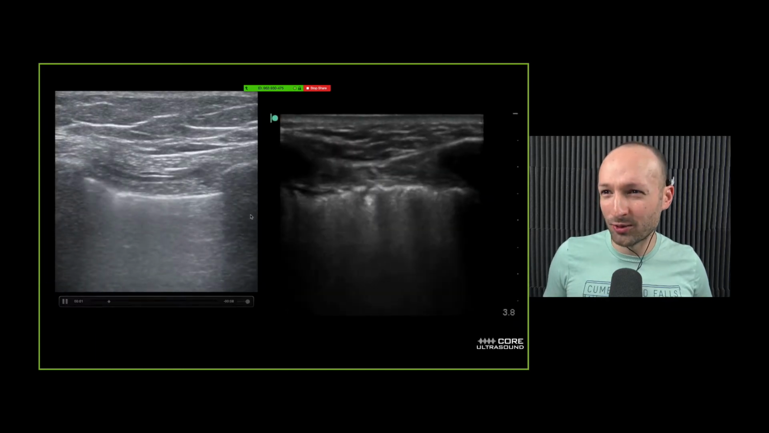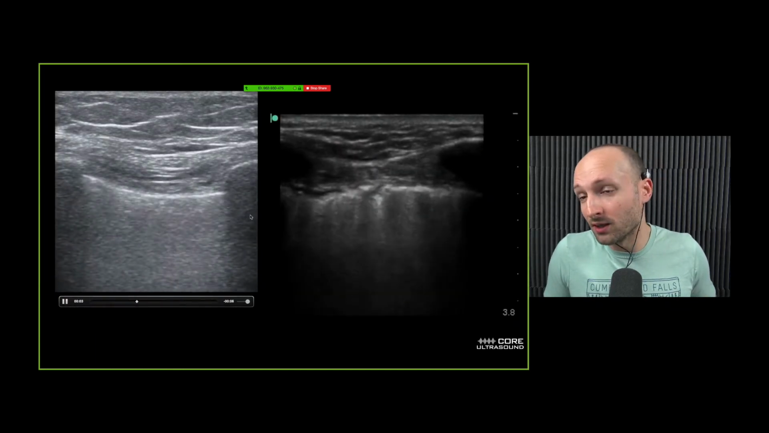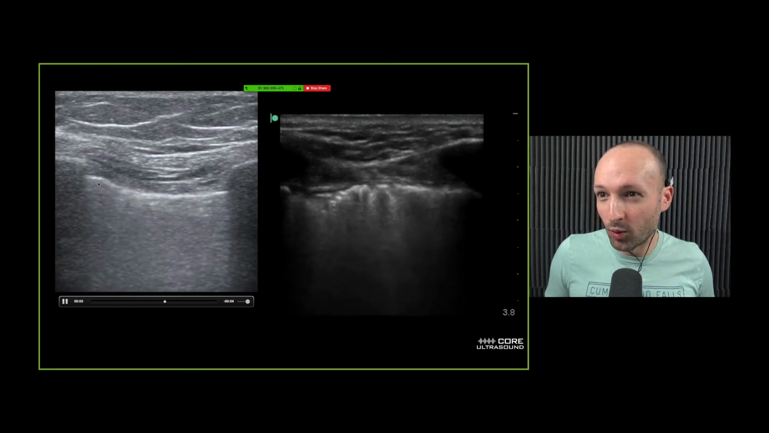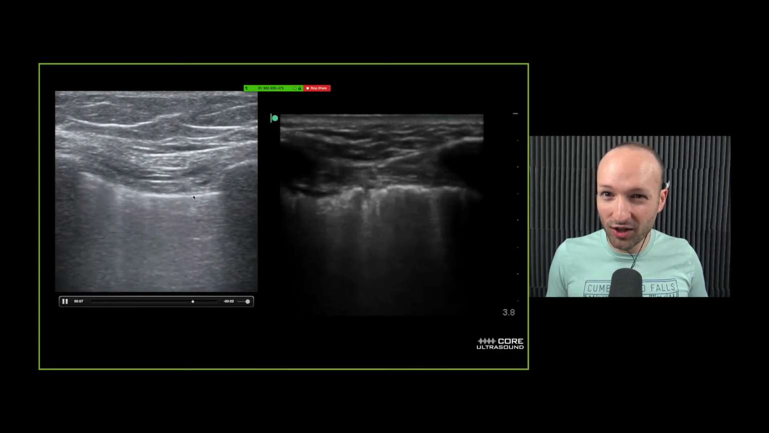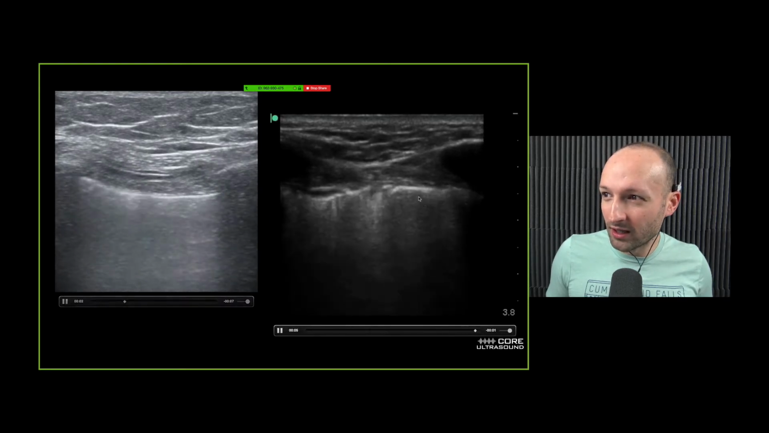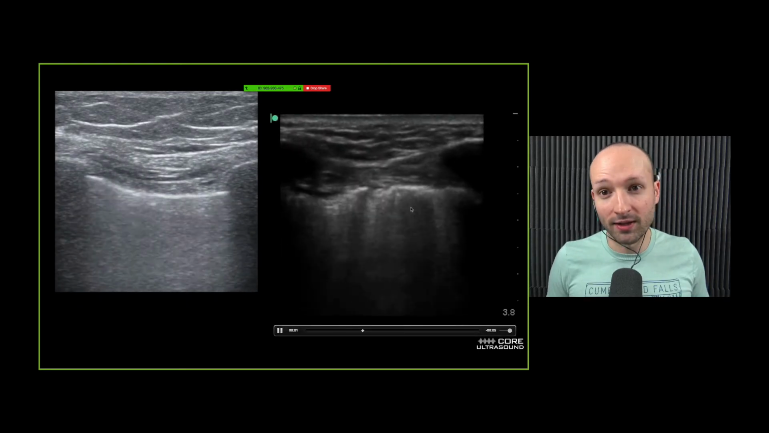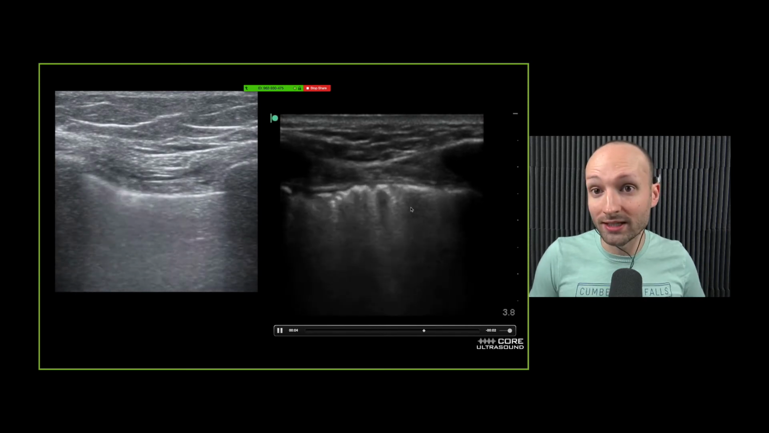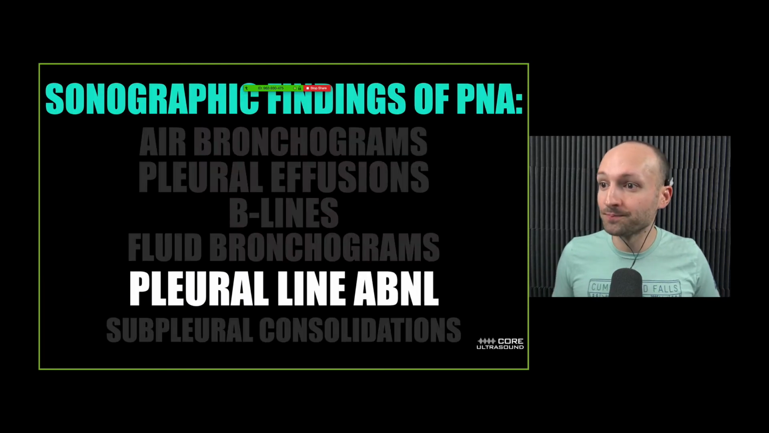You can look at this with the linear probe if you want. Just an example, this is a more normal pleural line. So it's pretty thin, it's well-defined. And then you look at this one over here, a very irregular pleural line. Another thing that has been shown to be present in patients with a lung infection.